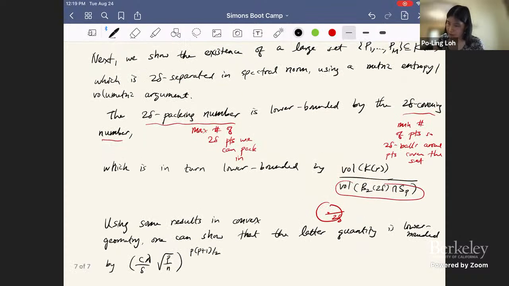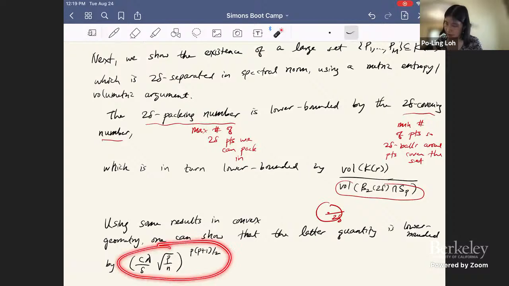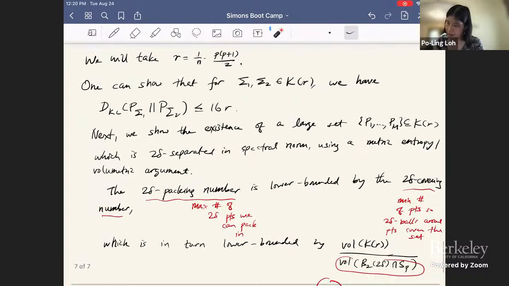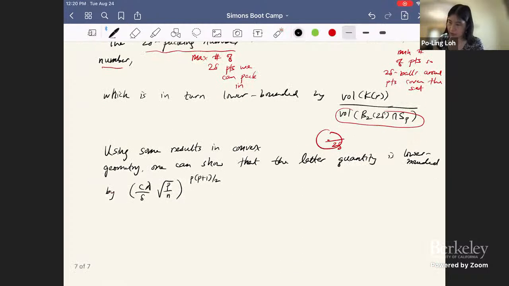So if we accept all of this, what have we seen? Well, we have a bound on the total number of points in the set. So this is going to be our capital M. And we have a bound on the KL divergences, which gives us a bound on I. And now we can just put it all together and plug it into Fano's inequality, which gives a lower bound.